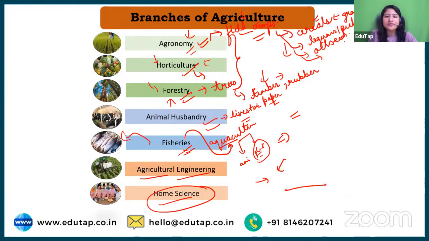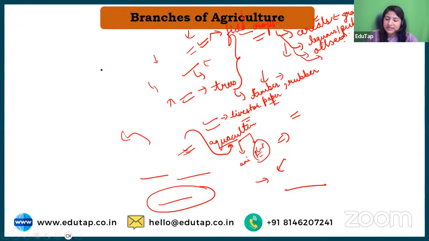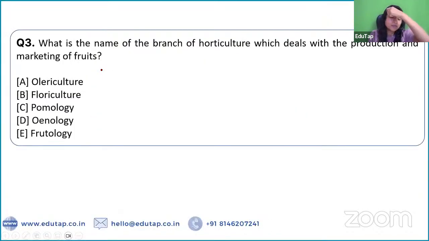Now if you look at the question again, what was the question? Which of the following is the branch of agriculture that comes under the allied group? So now we have understood that the first three, agronomy, horticulture and forestry, come under crop production. I hope this concept is also clear. Next question is, what is the name of the branch of horticulture which deals with the production and marketing of fruits?